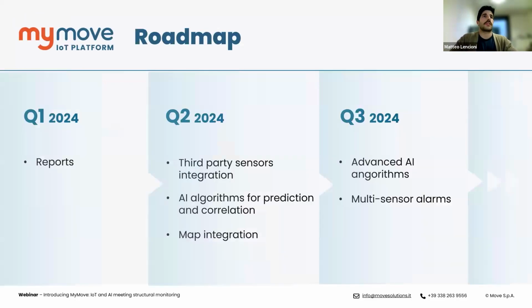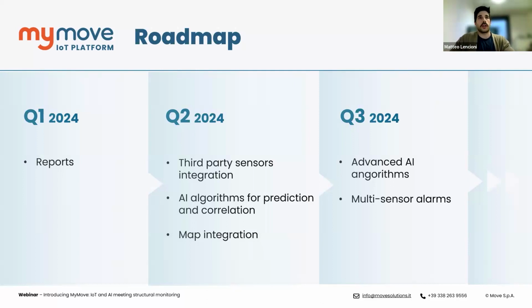Okay, so now let me tell you about what's coming. So I showed you what the platform looks like right now. The platform was released at the end of January. So we have a long way ahead of us to keep working on the platform and improve all of those functionalities that we talked about. So the reports will be released by the end of this quarter, just to show you a little bit of what our pipeline looks like on the platform.